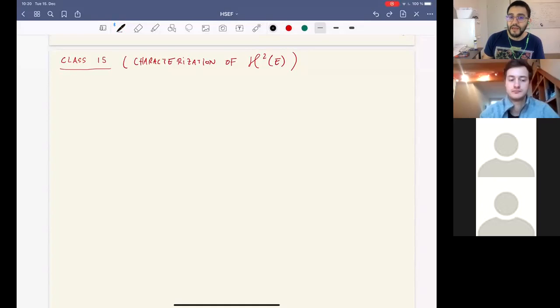And one of the nicest things is that there is a converse statement, which is: give me a Hilbert space of entire functions with certain properties. Then I can say, well, this must be the de Branges space associated with some function E. And that is the main result of this class. So, theorem 23 from the book.